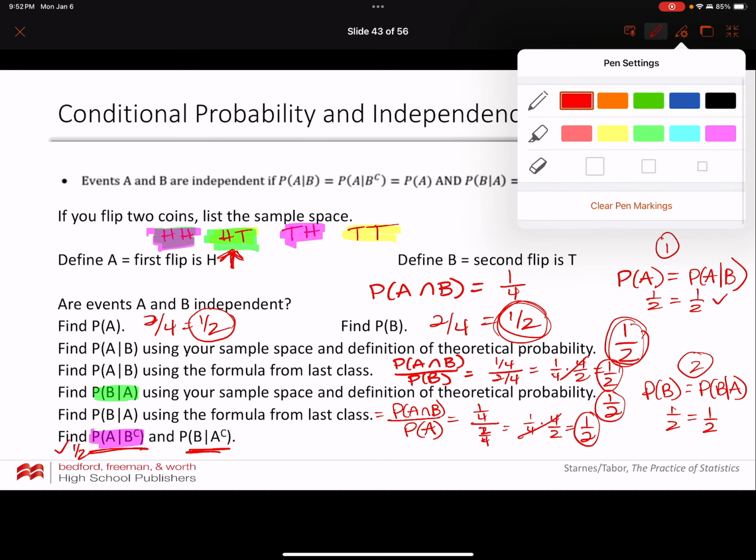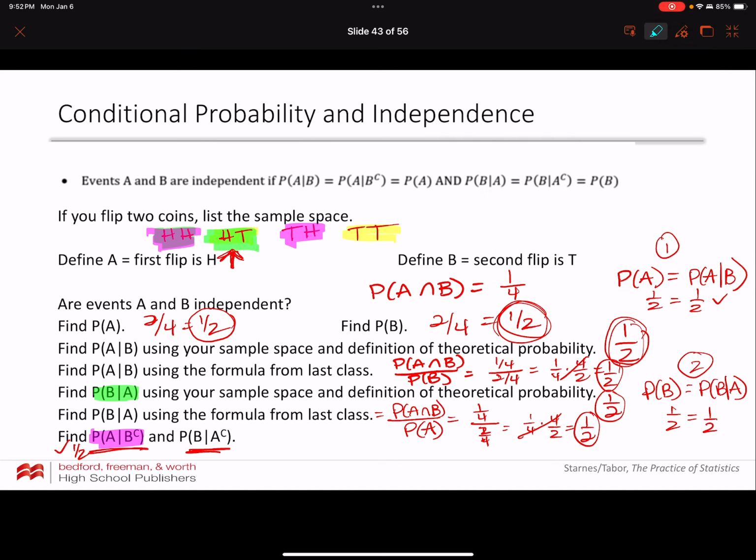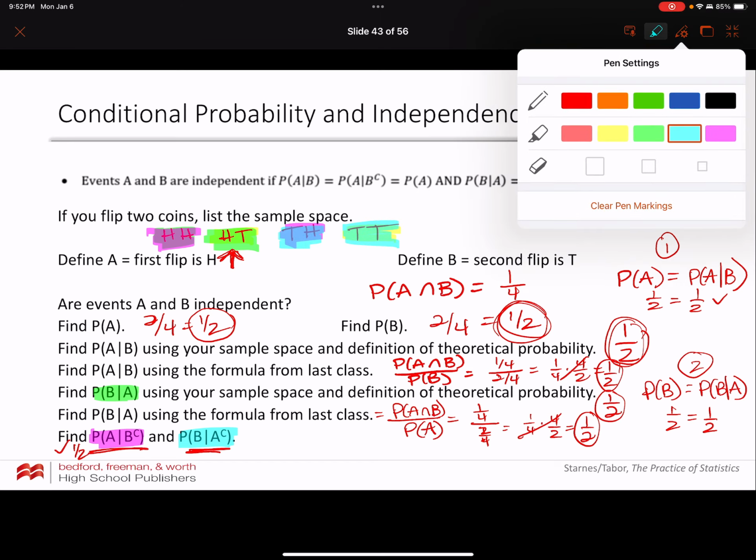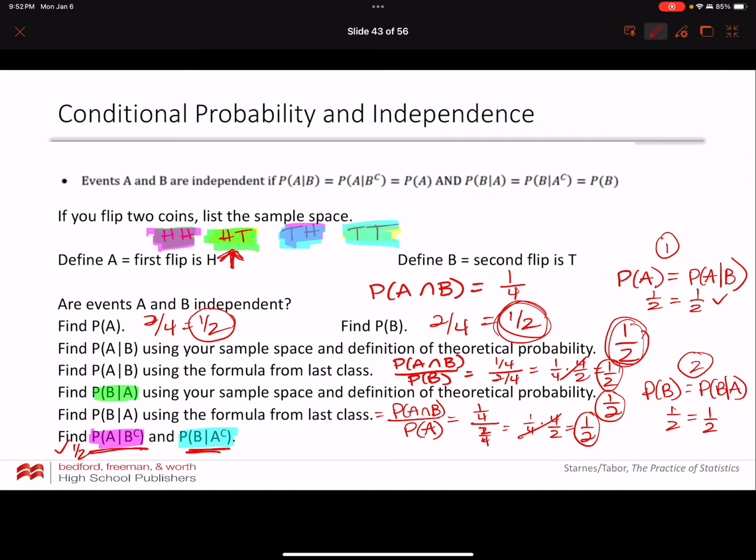And then last but not least, this is getting very colorful. The probability of B given A complement. A complement would be that the first flip is not heads, so the first flip is tails. That's this and this, right? So what's the probability of B, that the second flip is tails? 1 out of those 2 possible blue outcomes. So this is 3, and then this would be 4, because the probability of B is equal to the probability of B given A complement. And the probability of A is the probability of A given B complement, right?